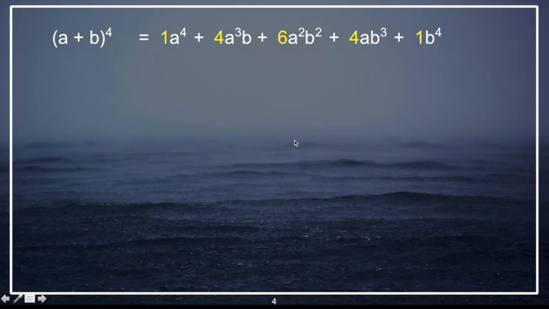Now, aside from drawing Pascal's triangle, you can also obtain the coefficients in the binomial expansion by getting the combination. For example, 1 is the combination of 4 taken 0, and 4 is the combination of 4 taken 1, and it follows that 6 will be the combination of 4 taken 2, then 4 is the combination of 4 taken 3, and 1 is the combination of 4 taken 4. So those are some of the things that we need to remember when it comes to the coefficients.